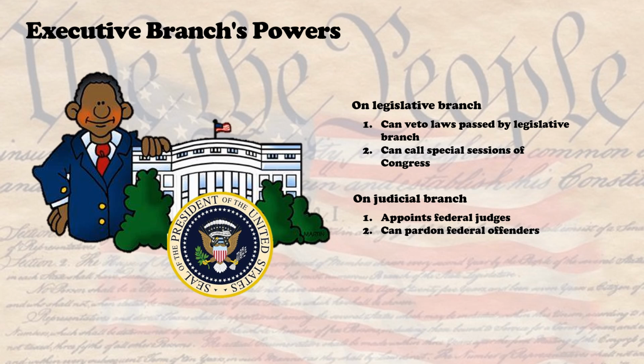Real big power that we've seen our current president exercising in a very interesting manner is they can pardon federal offenders. Now, I want you to underline federal. Why? Because the President of the United States enforces federal laws, not state laws, right? So if someone's been convicted of a federal crime, the president can pardon that person. If someone's been convicted of a state crime, the president does not have that authority. A governor has the authority to pardon someone based on a state crime, but the president does not.